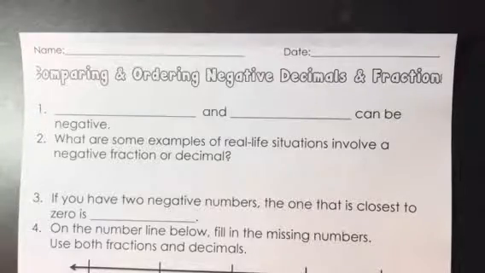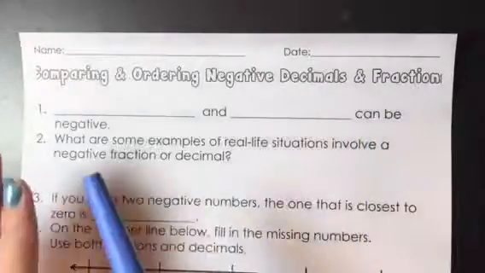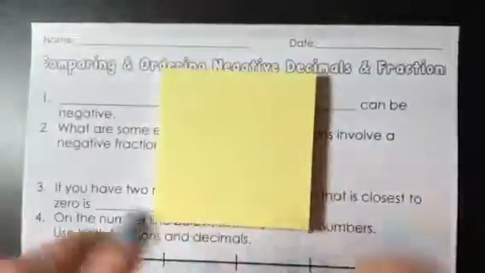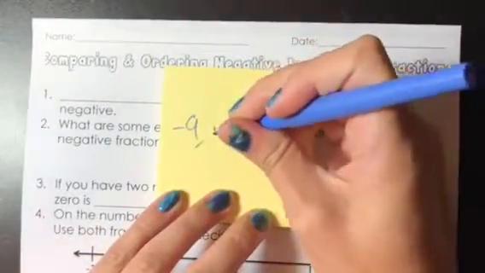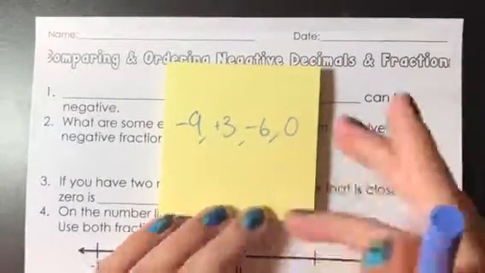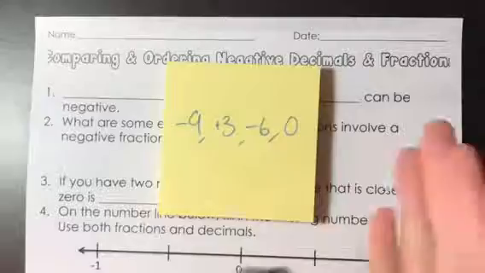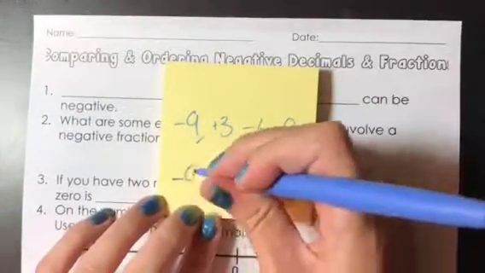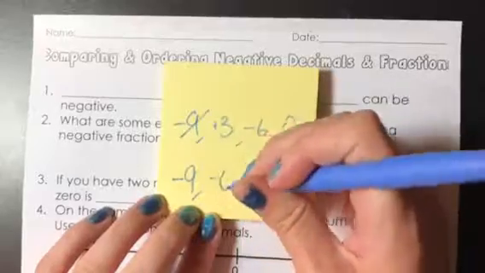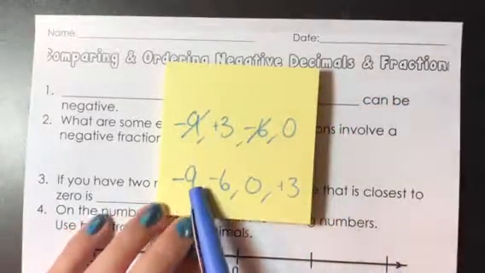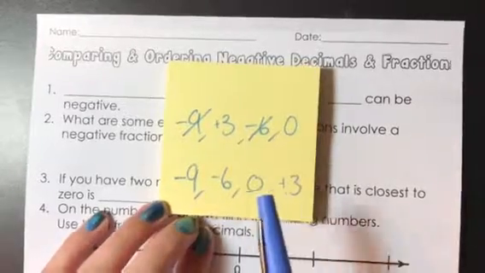Hello. We're going to go ahead and jump right in. Last lesson we were talking about comparing and ordering integers. So you had a list of integers like -9, +3, -6, and 0, and they may have asked you to put them in order, whether from least to greatest or greatest to least. In this case, if I wanted to order these from least to greatest, it would be -9, then -6, then 0, then +3. Those are when we're comparing and ordering integers that are whole numbers.